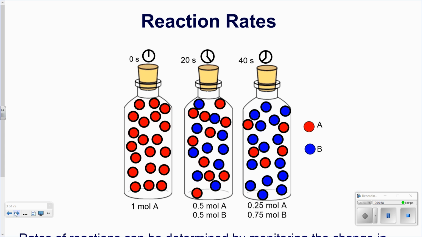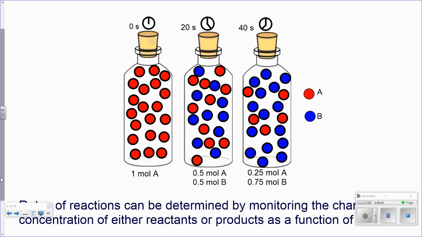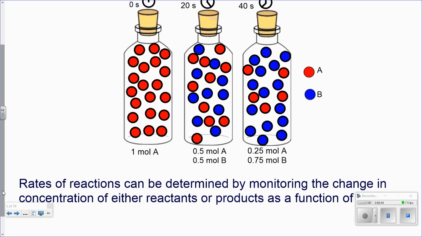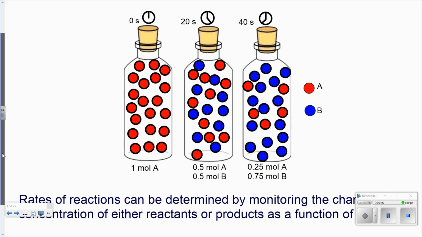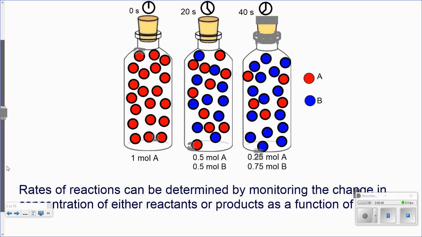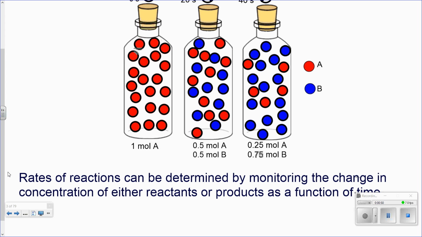When we start off with this, we take a look at reaction time as happening over a period of time. If you take a look at this reaction, it looks like A is converting to B. So we have 1 mole of A, and obviously a ton of that, and as time goes on, we have to monitor this change. The question is, are we going to monitor the loss of A or the production of B?